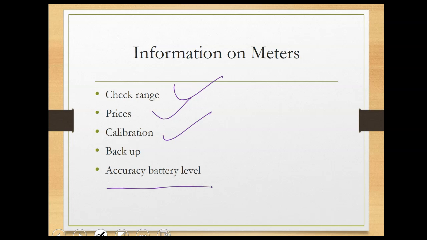Some of them have an indication that tells you that the battery is low and it's about to go, and some of them don't, so it will be just not a good idea to go without a backup battery and suddenly it dies on you.